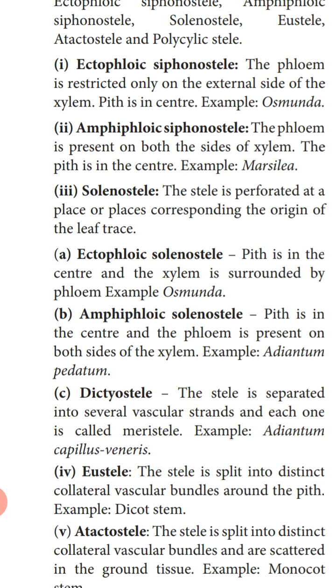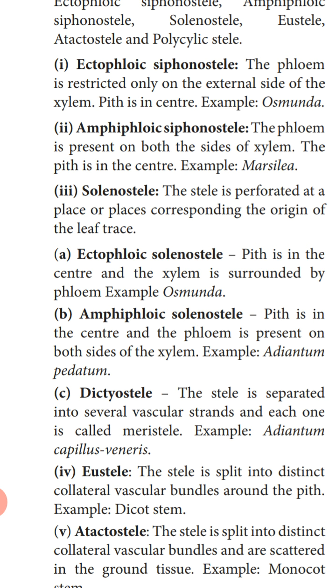That is, here the pith is present. The pith is surrounded by the xylem, and the xylem is surrounded by the phloem, with the leaf trace present there. Then it is called Ectophloic Solenoid.